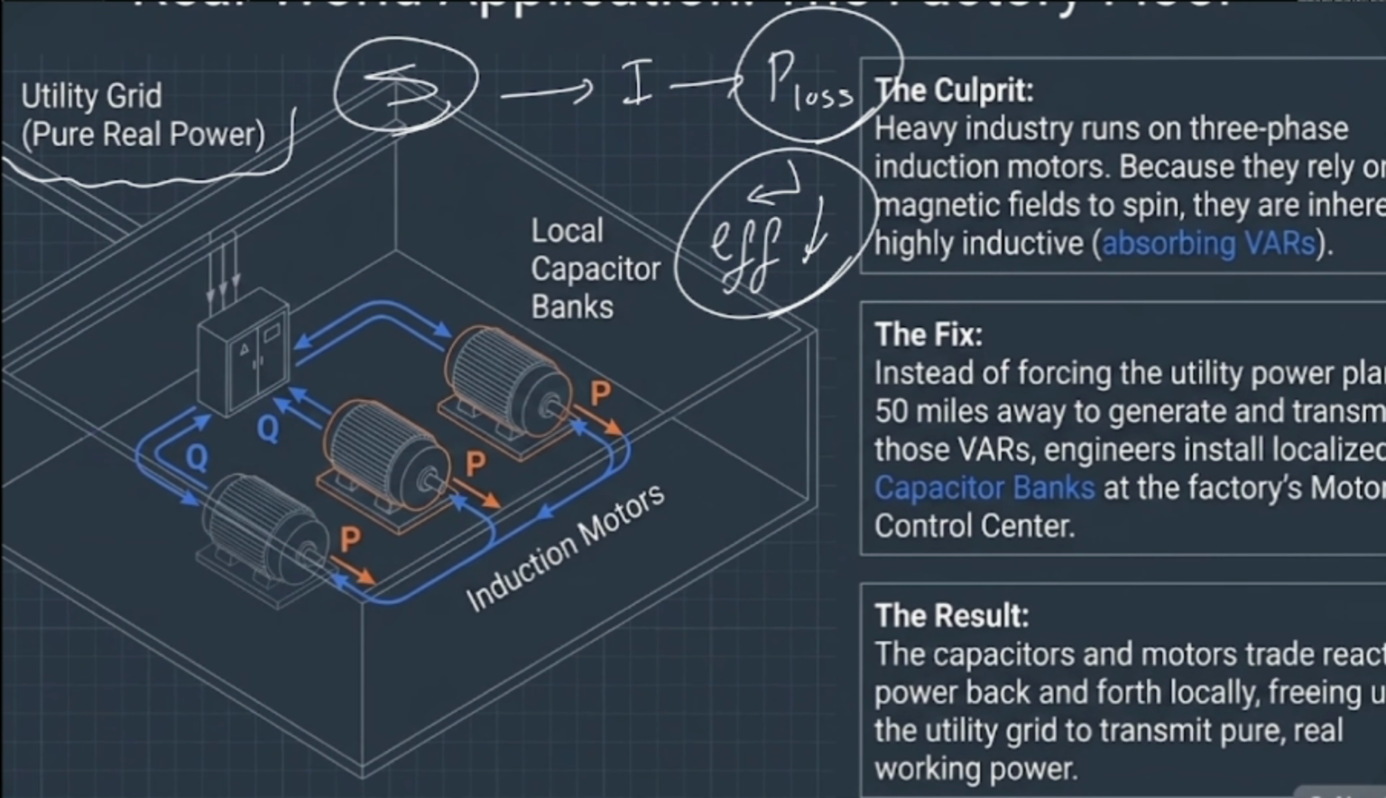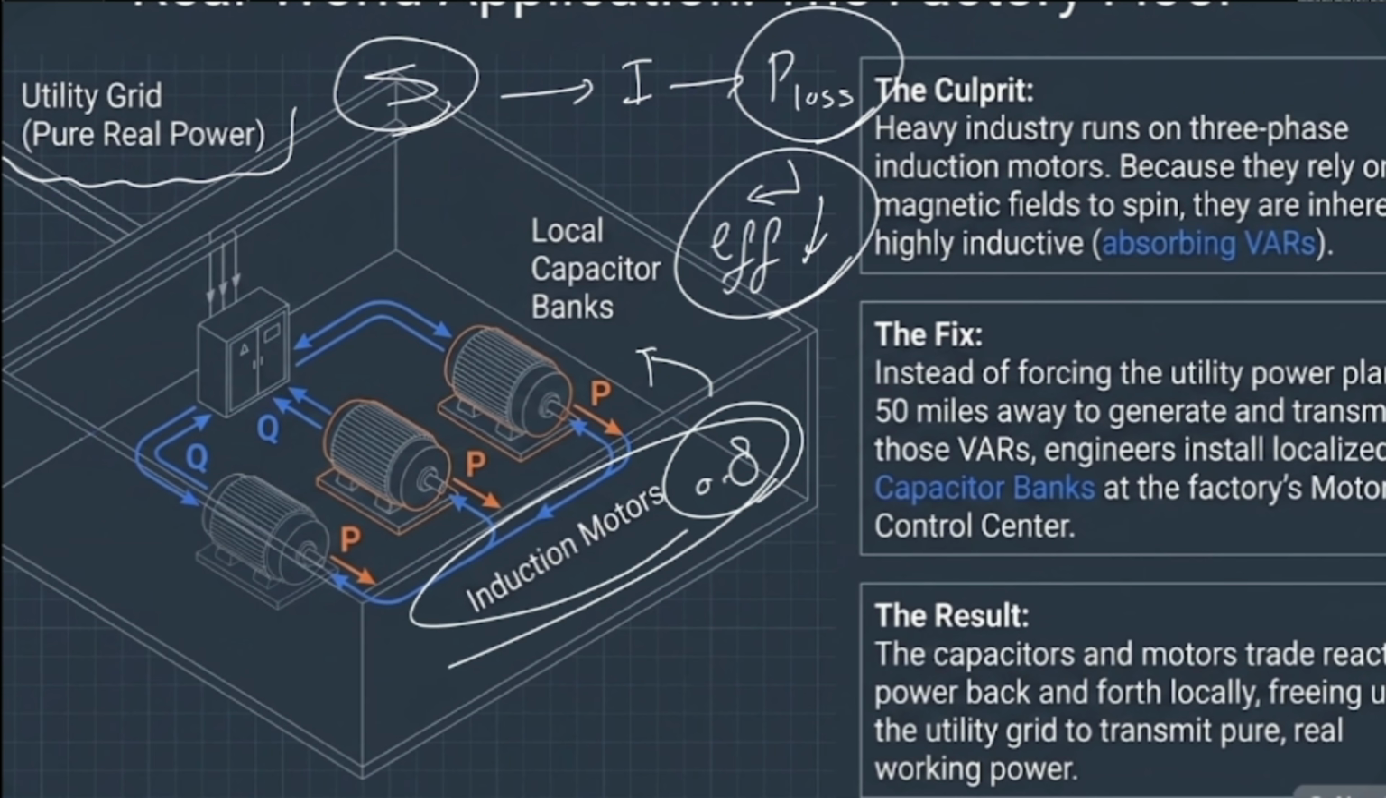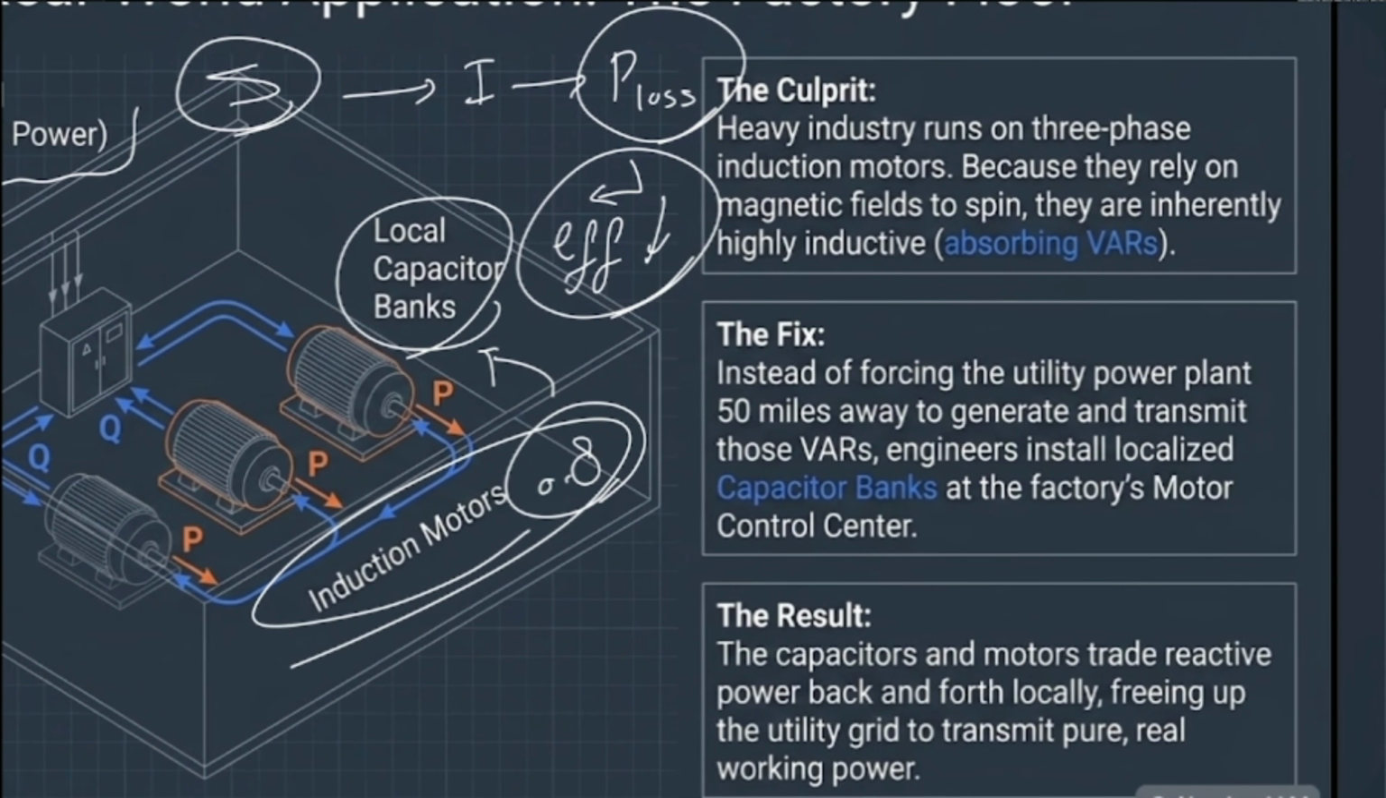That's why in the factory, if they do have motors, and if the power factor is not going to be high enough, for example, it's 0.8, they have to use the cap bank or some kind of reasonable solution that they have in mind in order to compensate for this problem itself. The thing is that heavy industry obviously runs on three-phase induction motors. And when we are talking about induction motors, they are literally inductive loads, because they rely on magnetic fields to spin. They are inherently highly inductive. Your Q is going to be positive and hugely positive.